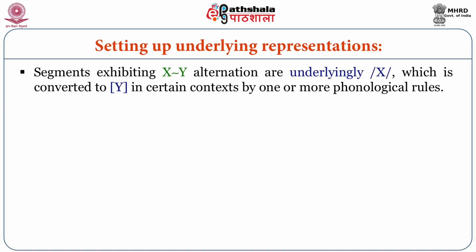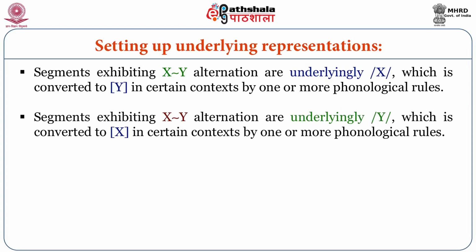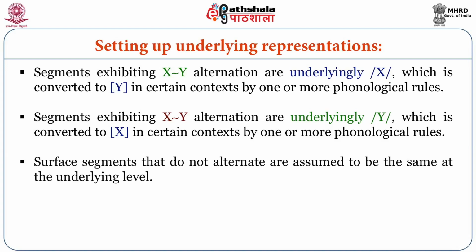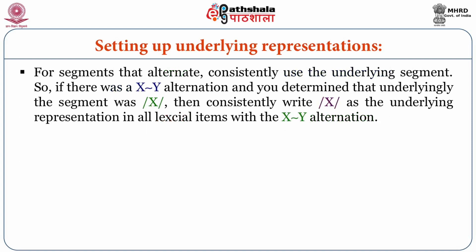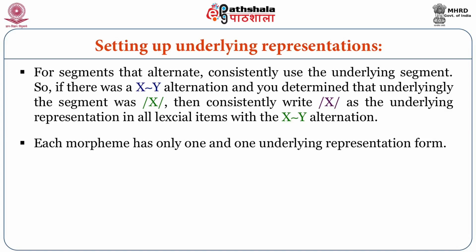Number 1. Segments exhibiting X to Y alternation are underlyingly X, which is converted to Y in certain contexts by one or more phonological rules. Then segments exhibiting Y to X alternation are underlyingly Y, which is converted to X in certain contexts by one or more phonological rules. Then surface segments that do not alternate are assumed to be the same at the underlying level. For segments that alternate consistently, use the underlying segment. So if there was an X to Y alternation and you determined that underlyingly the segment was X, then consistently write X as the underlying representation in all lexical items with the X to Y alternation. Each morpheme has only one underlying representation form.